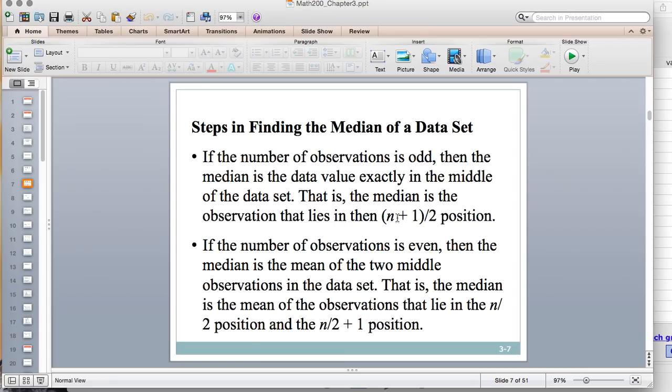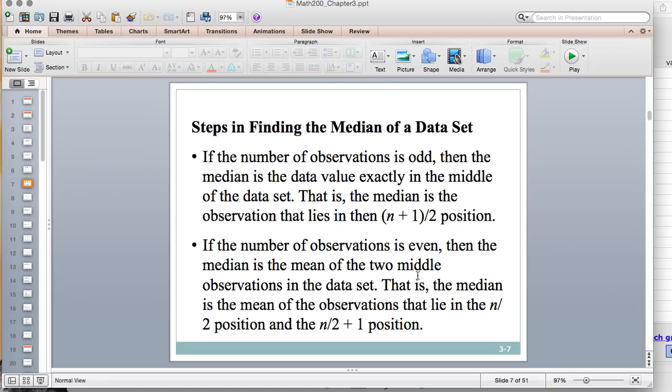And if you want to find where the middle is, all you need to do is take the number of observations you have, add 1, and then divide that by 2. And that's going to be the position in which your middle data point lives. Now, if we're dealing with a small number of data items, it's not going to be very hard to see where the middle data item is. But this is a nice formula for if you have lots and lots of observations.